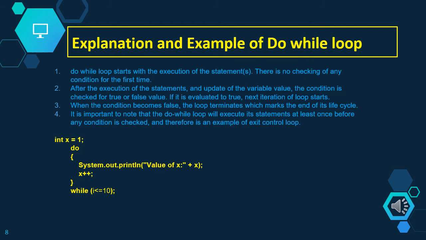An example of do while loop is: int x equals 1, do, bracket, System.out.println value of x, x increment, while x is less than or equal to 10. So first it will print out the statement and increment once, and then it will check the condition and keep incrementing until the condition is no longer met.